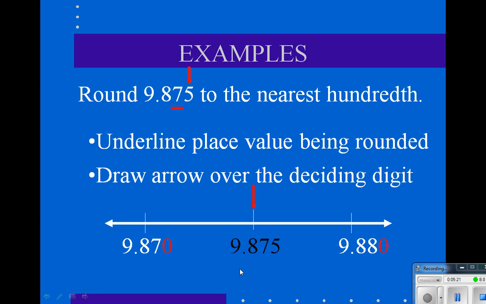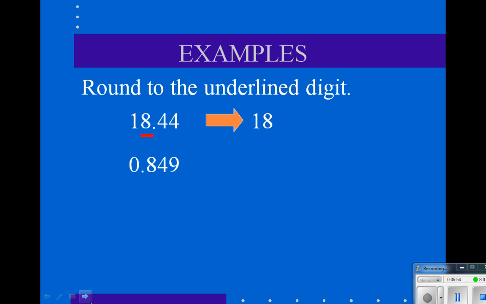And let's look. 9.875 is in the middle completely. So the visual does not help us. So let's reference the poem. 5 through 9 tells me I will add one more to 7. So 9 and 875 thousandths will round to 9 and 88 hundredths. Good job. So let's look at a few of these.